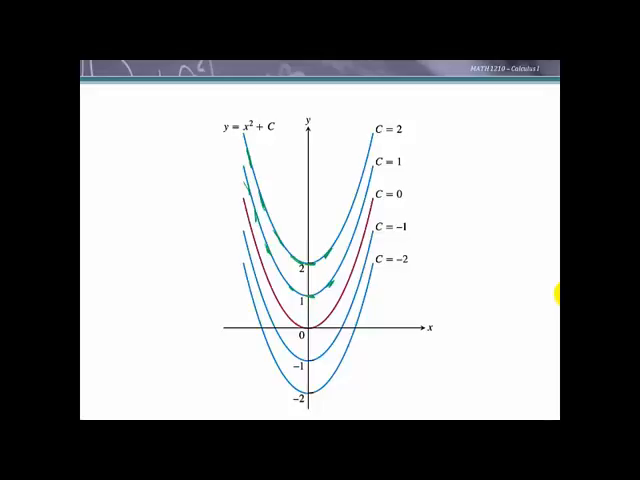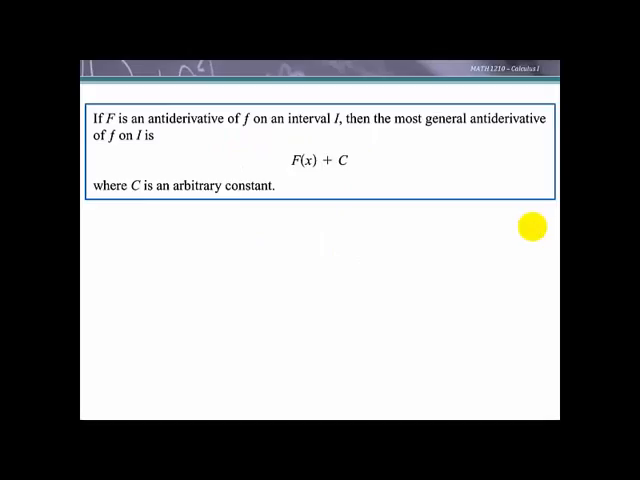So if we wanted to express all antiderivatives of the function 2x, we would need to express this with a plus c on the end. It could be any constant on the end. So if capital F is an antiderivative of little f on an interval I, then the most general antiderivative of f on I is F of x plus c, where c is an arbitrary constant.